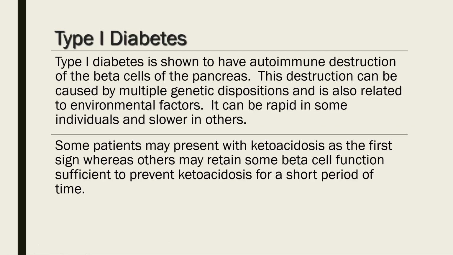Type 1 diabetes is shown to have an autoimmune destruction of the beta cells of the pancreas. This destruction can be caused by multiple genetic dispositions and is also related to environmental factors. It can be rapid in some individuals and slower in others. Some patients may present with ketoacidosis as their first sign, whereas others may retain some beta cell function sufficient to prevent ketoacidosis for a short period of time.